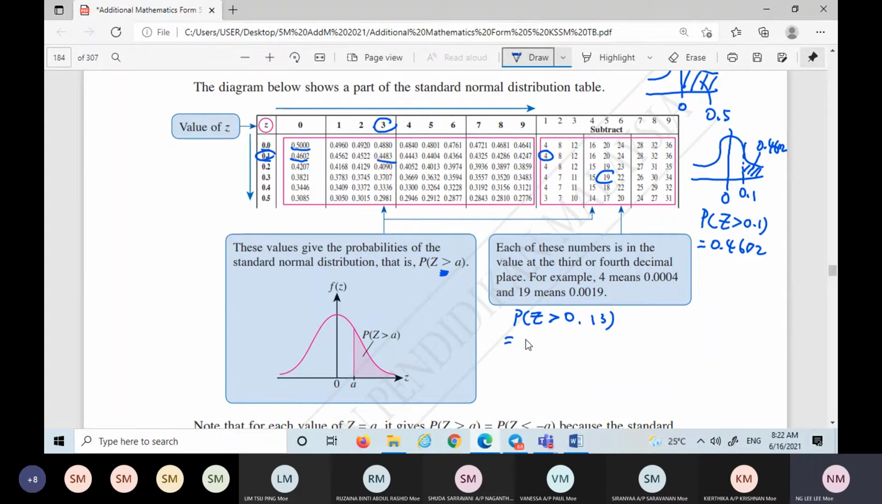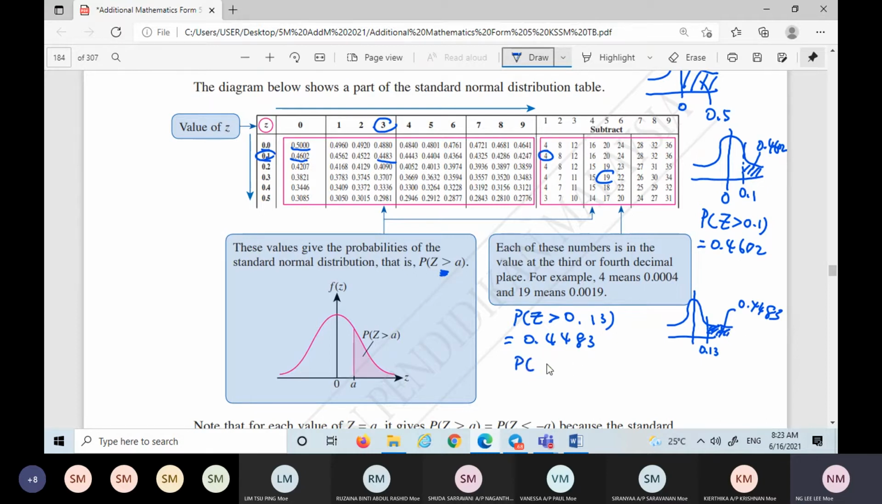Okay, so your answer is 0.4483. If I sketch the graph, the graph actually does help, so come to a habit that you always sketch the graph. So 0.13 is the number here, and the area under the graph to the right, 0.4483, is the area here. This area, this is the meaning.